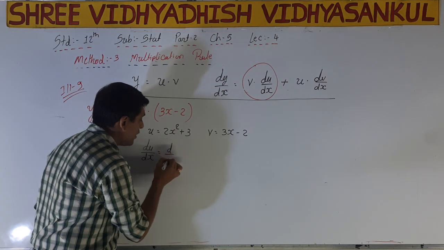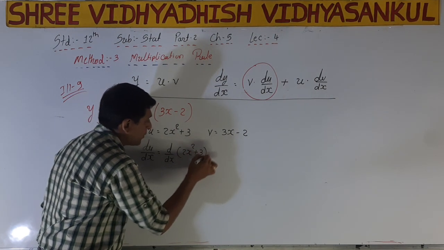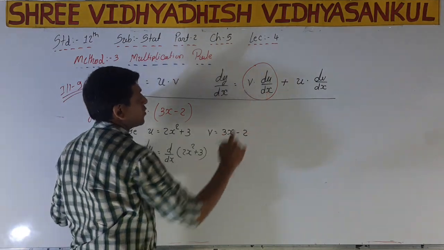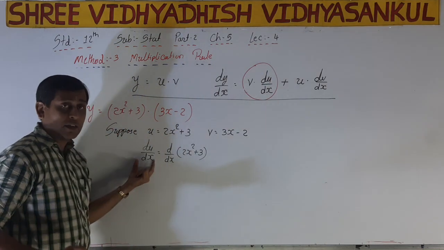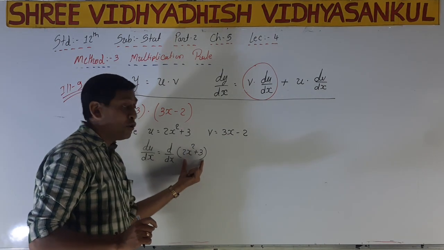So we can write here d by dx into 2x square plus 3. We have to find out du by dx. Into the formula we have to write du by dx. So what is du by dx? For that we have to find out the differentiation of u.